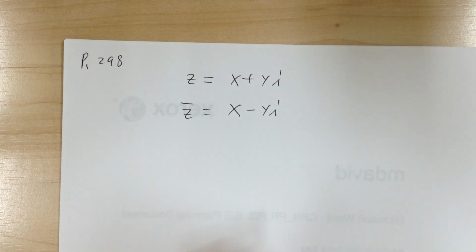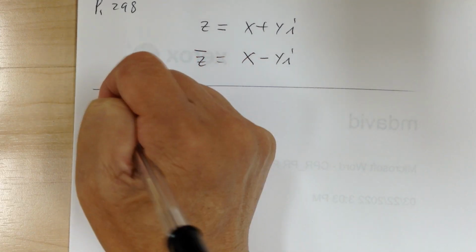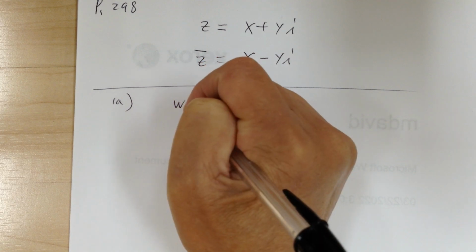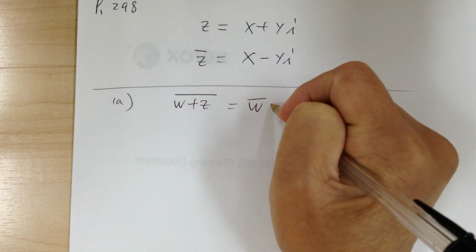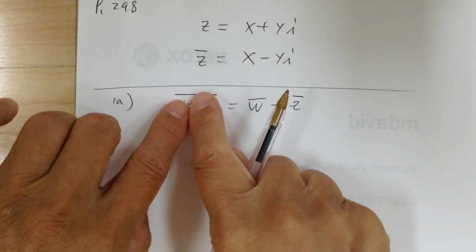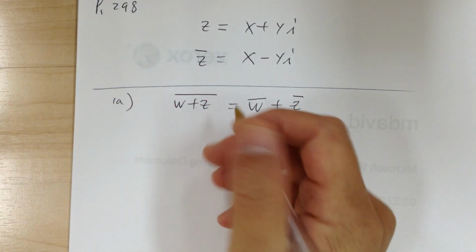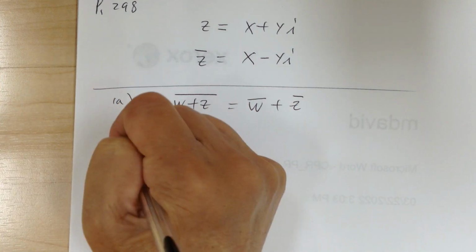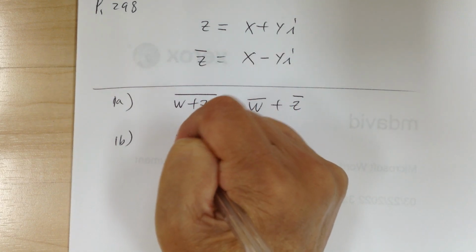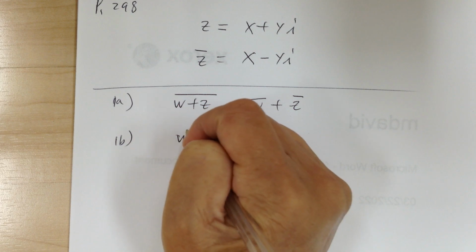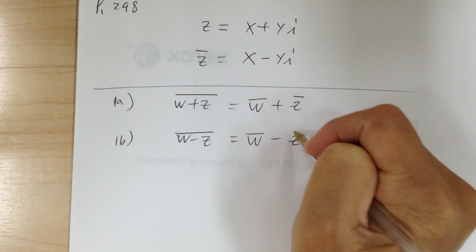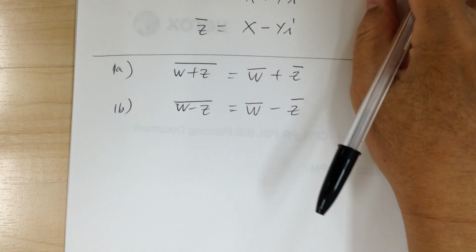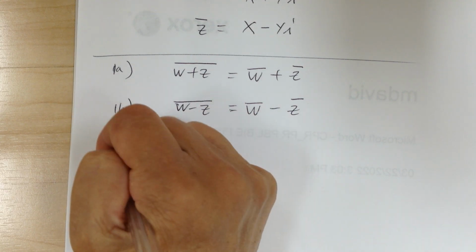Okay, so now there are certain theorems. Theorem 1a: when you have w plus z, the conjugate of the whole thing is equal to the conjugate of w plus the conjugate of z. So now we can distribute and separate. Same thing with subtraction. Theorem 1b: when you have w minus z and you take the conjugate, this equals the conjugate of w minus the conjugate of z. So this is good for addition, subtraction, multiplication.